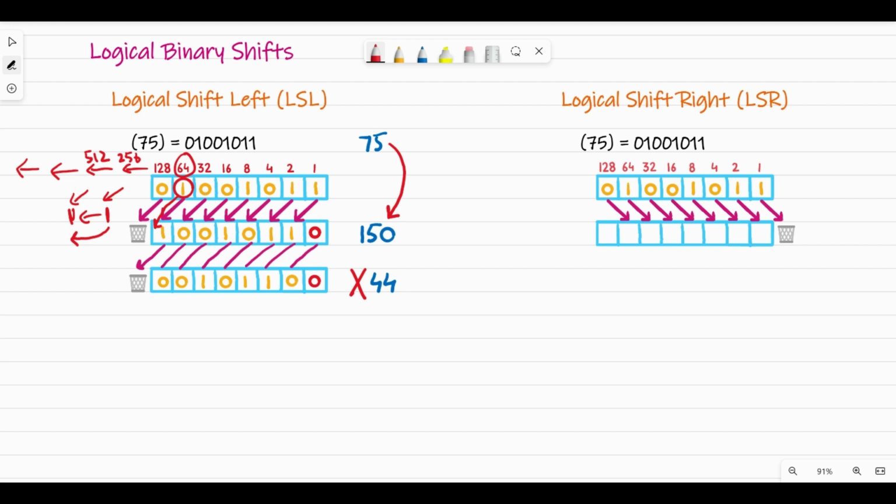Let's suppose an examiner asks you to perform a shift of 4 on the left. Then the original number, whatever it is, will have an effect of 2 raised to power 4. We don't know what the original number is, let's say it is a question mark, but it will have an effect of 2 raised to power 4, which simplifies to 16.